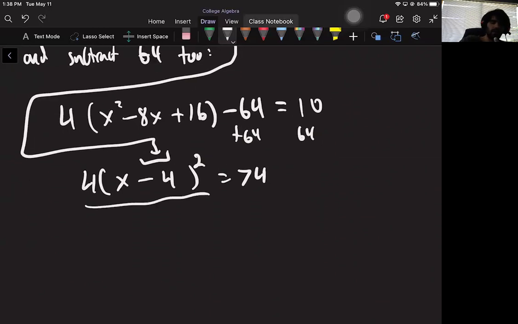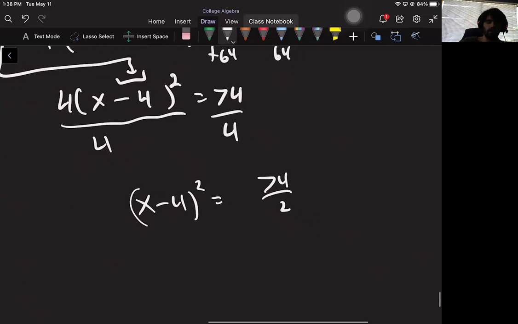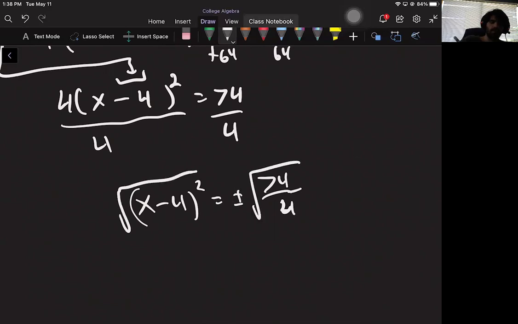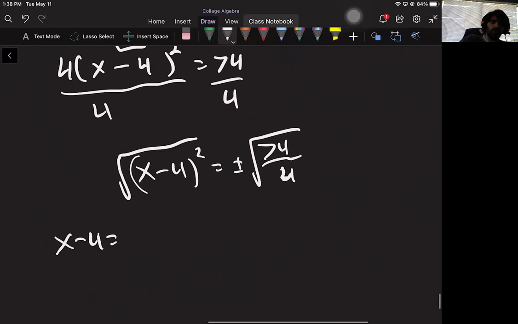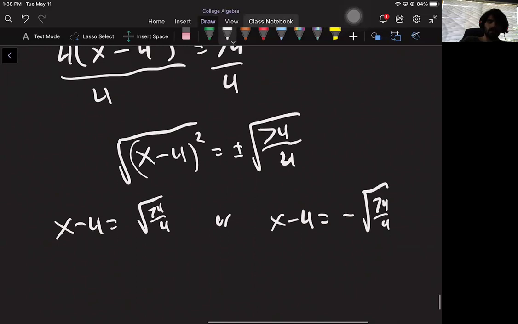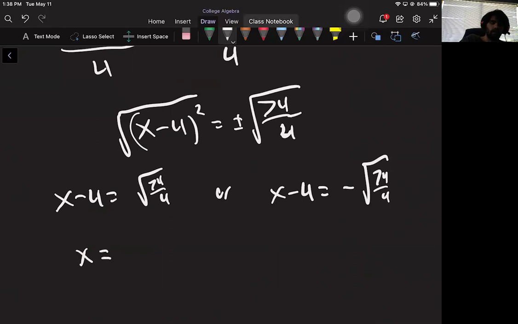And now I just have to divide both sides by this 4 on the outside, and I get another fraction. You can reduce it if you want. I'll just leave it for now. Whoops, like that. And now I will square root both sides, which introduces the plus or minus. So I get x minus 4 equals the positive square root, or the negative square root. And finally, to finish the problem, I add the 4 over. And so I get 4 plus the square root of 74 over 4, and 4 minus the square root.